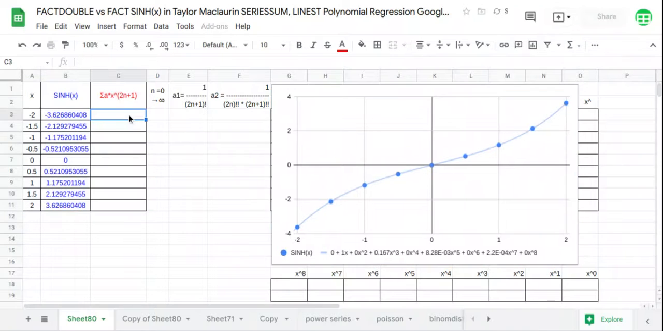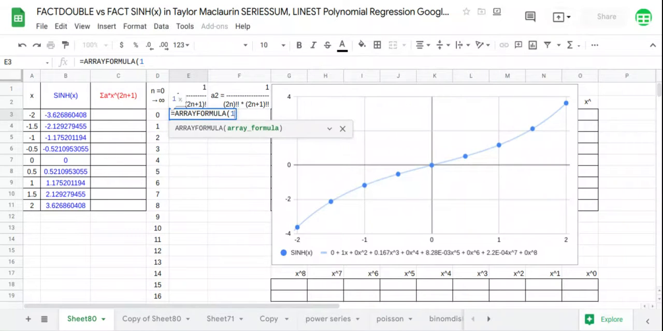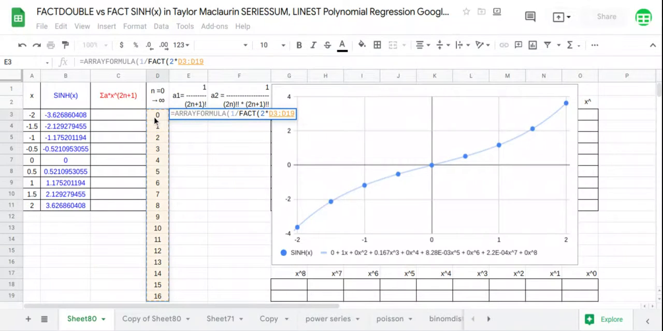Continue with the expansion, which is the summation of a times x to the power 2n plus 1. And the value of n starts from 0 up to infinity. 16 is good enough. Now we calculate the factorial coefficient. So array formula, 1 over factorial 2 times n plus 1.